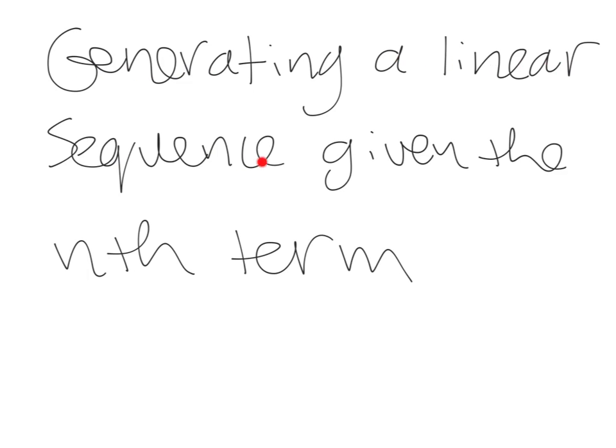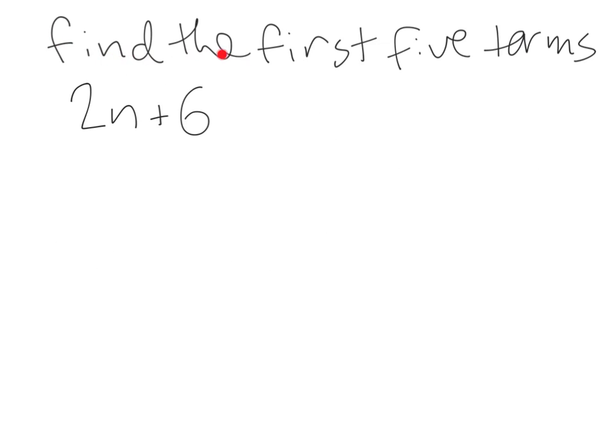Generating a linear sequence, also known as an arithmetic sequence, given the nth term or given the general rule or the formula of that sequence. Find the first 5 terms of the sequence with the nth term 2n plus 6. So this is really easy. All we have to do is write out the nth term, which is 2n plus 6, swapping the n for a set of brackets each time, and then putting in the numbers 1, 2, 3, 4, and 5, and then we work out our answer, and we've got our first 5 terms of the sequence.